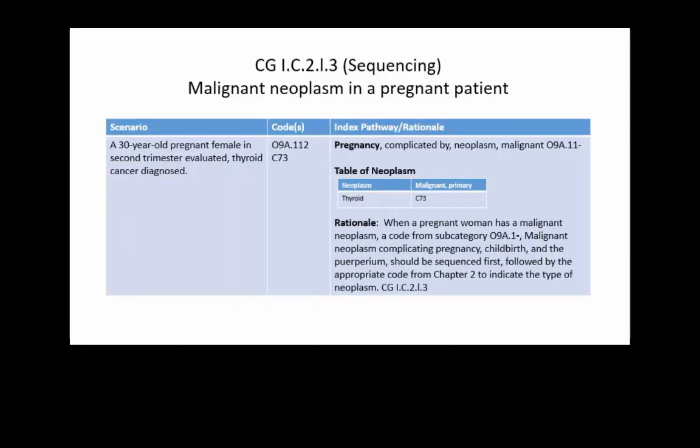This guideline has to do with cancer in a pregnant patient. I'm giving you an example here. We always would use that 09A.11, and then your 6th character in this case is your trimester. The number 2 indicates the 2nd trimester. And then I'm giving you there the guideline.